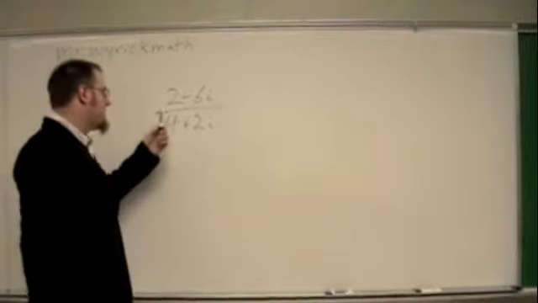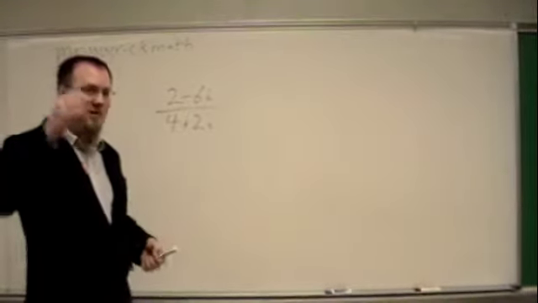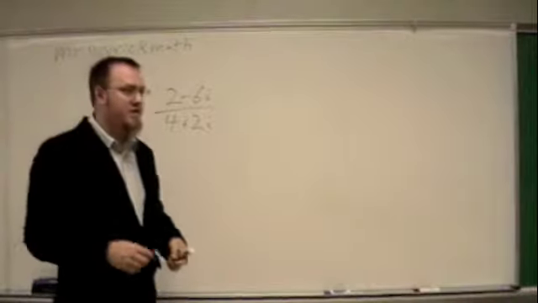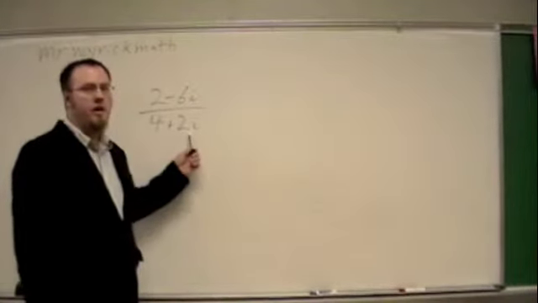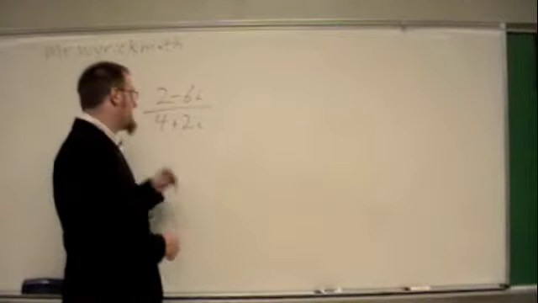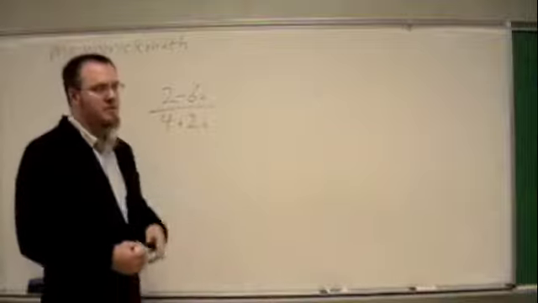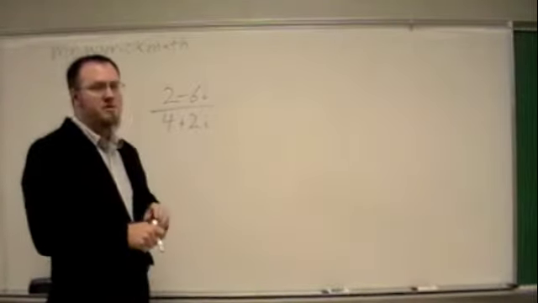Okay, so on this one we have (2 - 6i) over (4 + 2i), and we're putting it in simplest terms. If we're putting it in simplest terms, we want to get rid of the i on the bottom. However, this is a complex number, so you can't just say I'm not going to have the 2i, or just divide the negative 6i by 2i.